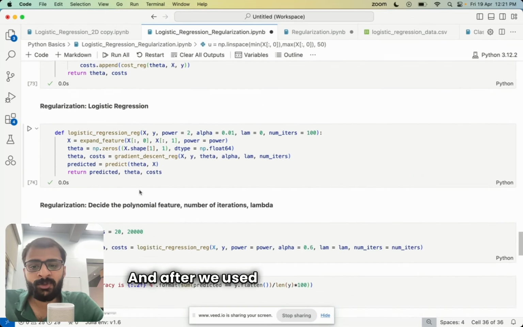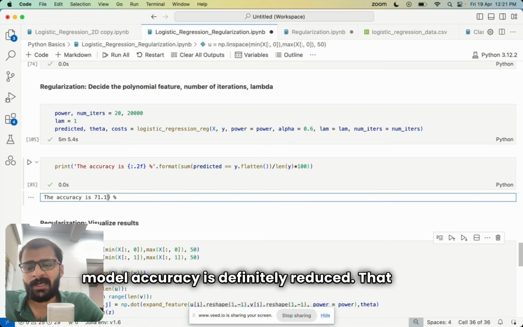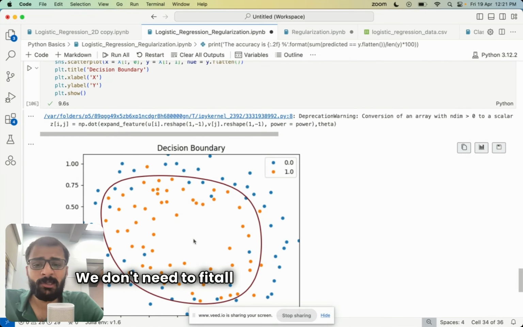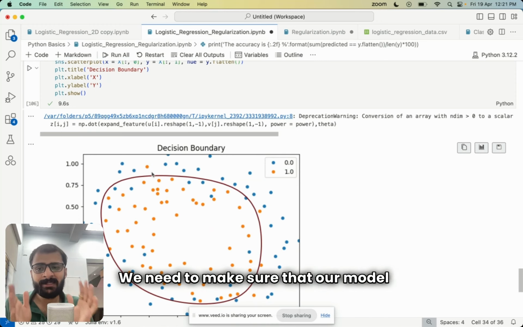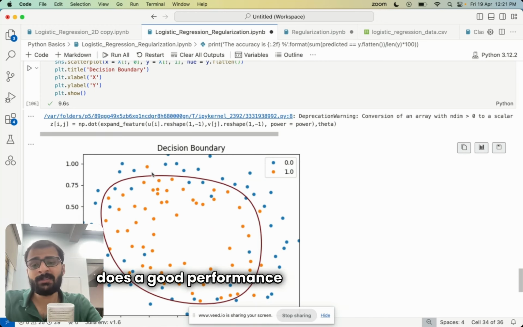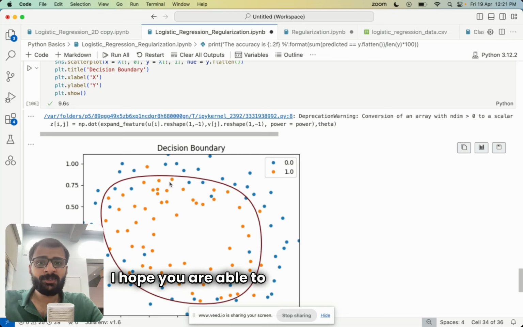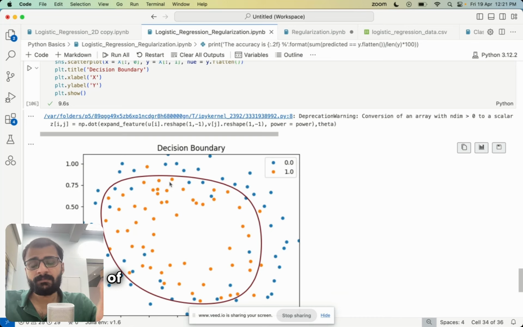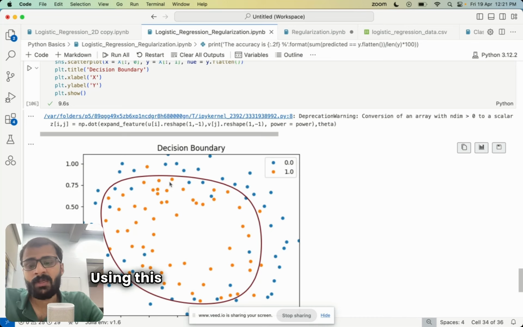And after we used regularization, our model accuracy is definitely reduced. That is fine. We don't need to fit all the training data accurately. We need to make sure that our model is simple and it is generalizable enough, which means it does a good performance on the testing data. I hope you are able to see the advantages of regularization right in front of your eyes using this.